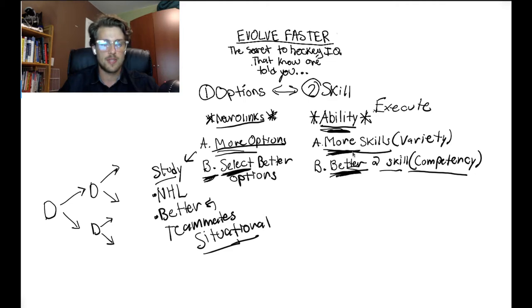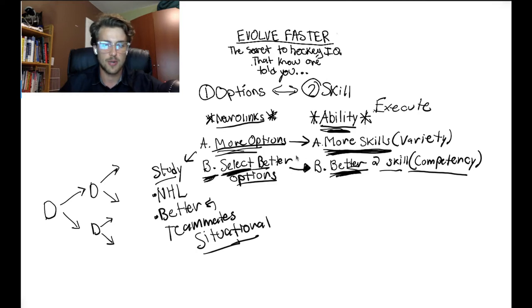Now, this is something you want to determine. This is how you strategize and decide how you want to prioritize your training. The key mistake that most players are making when they're doing their training is they're not assessing and looking at these things more distinctly. They're not saying, okay, how can I increase my options by having more skills? And how can I select better options by having better competency at those options?